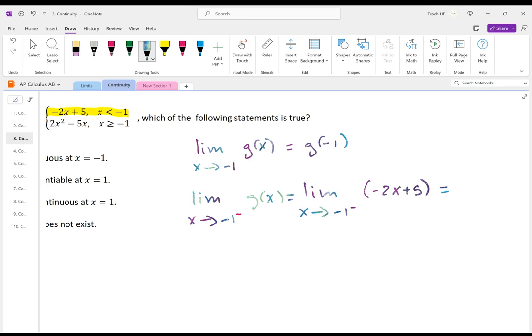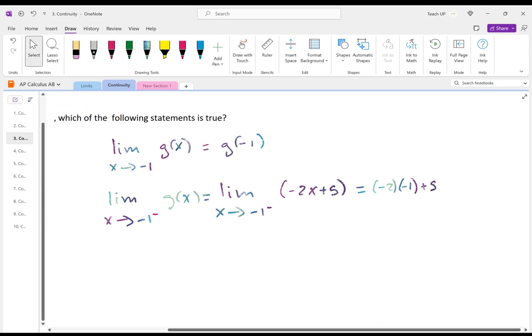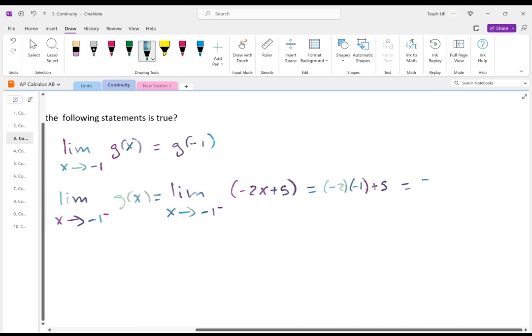So substitute negative 1 into this function, we would get negative 2 times negative 1, which is going to give us a positive 2, plus 5. So here the limit is going to equal 7.